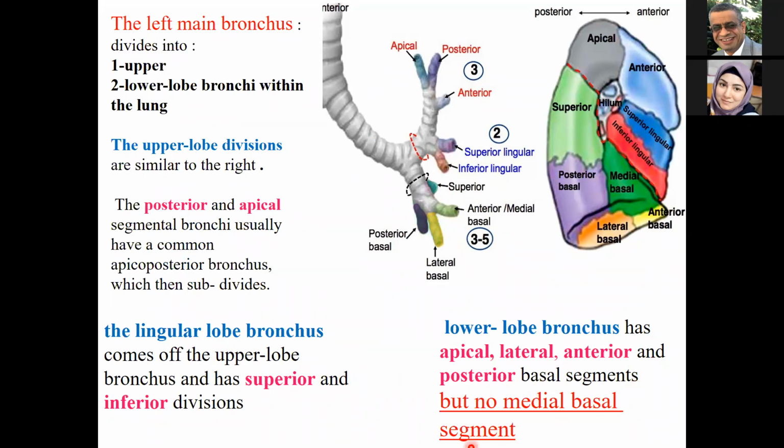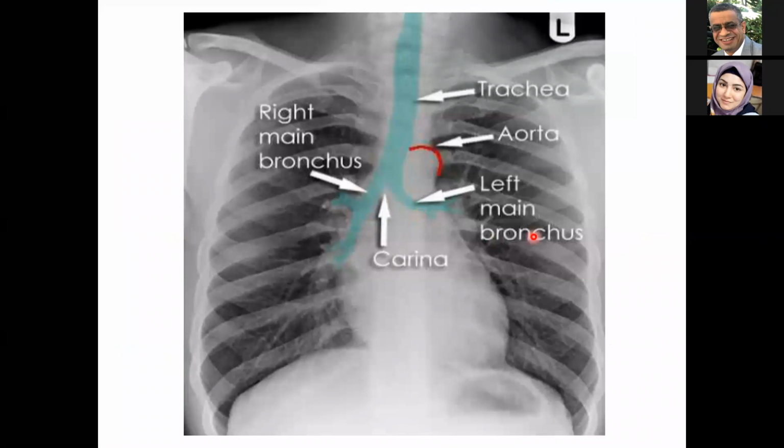This is the upper lobe bronchi. This is divided into anterior and apico-posterior, which is then divided into the apical and posterior. This is the lingular part divided into the superior and the inferior parts, and the lower lobe divided into the superior, anterior, lateral, and posterior. The frontal X-ray view shows the site of the trachea, left main bronchus, right main bronchus, the carina, and the aorta.